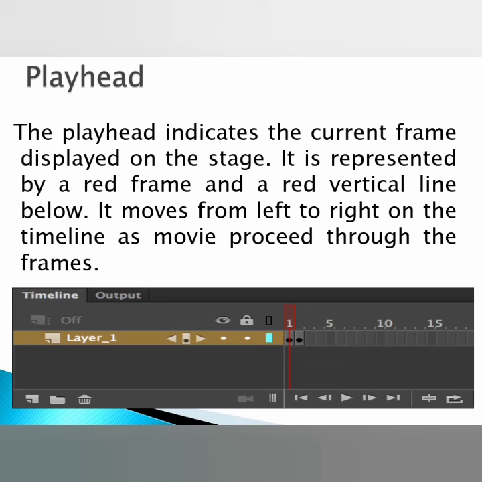Next component is playhead. The playhead indicates the current frame displayed on the stage. It is represented by a red frame and a red vertical line below. It moves from left to right on the timeline as the movie proceeds through the frames.